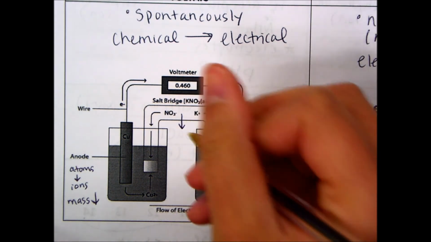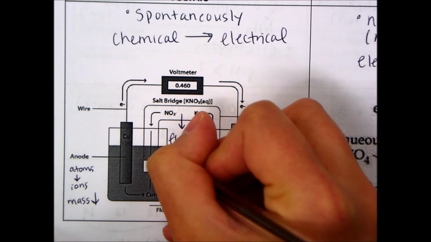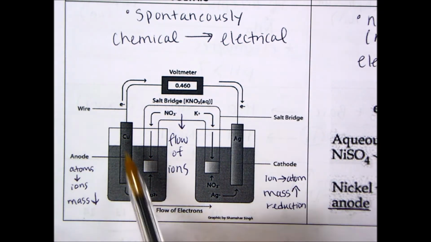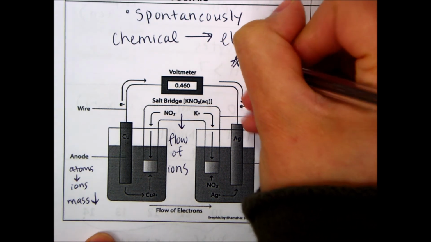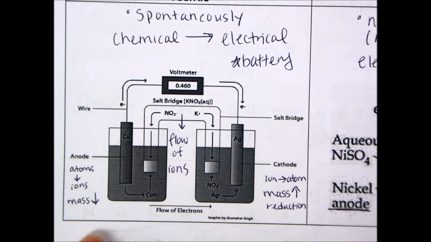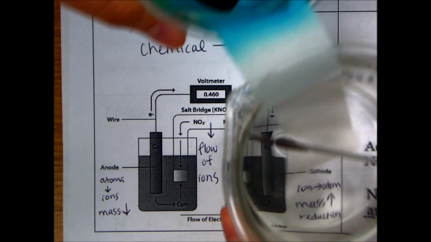And what about the salt bridge? Well, the salt bridge allows for the flow of ions. All right, and that is necessary for this to work, or else there would be a charge buildup and it would halt the flow of this battery. That's what a voltaic cell is. It's a battery. I've got one set up here with copper and silver.